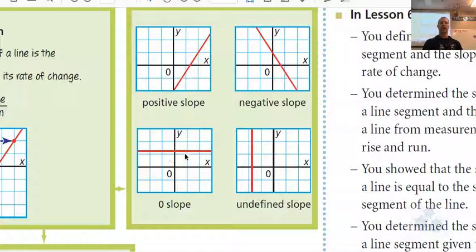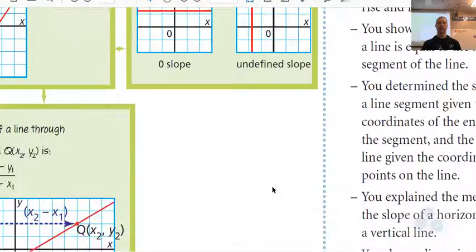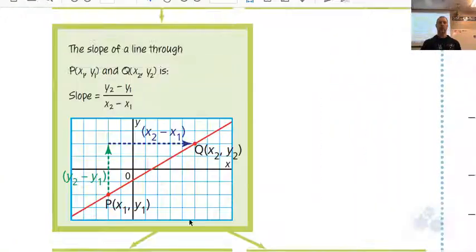Zero slope is like no steepness, right? It's not steep in any direction at all, it's zero. And if you have a vertical line, the slope is undefined, okay? It's not defined because you would be dividing by a run of 0 between any 2 points. So that's not good. Okay? So let's go over here.